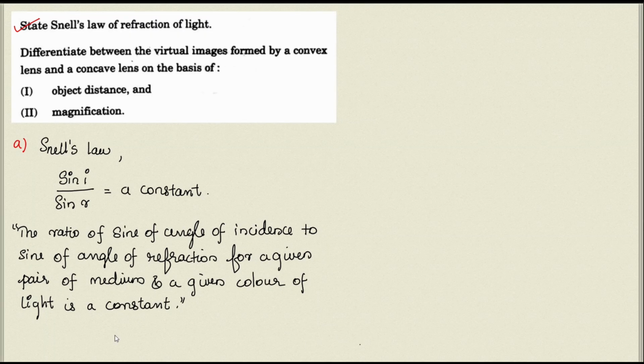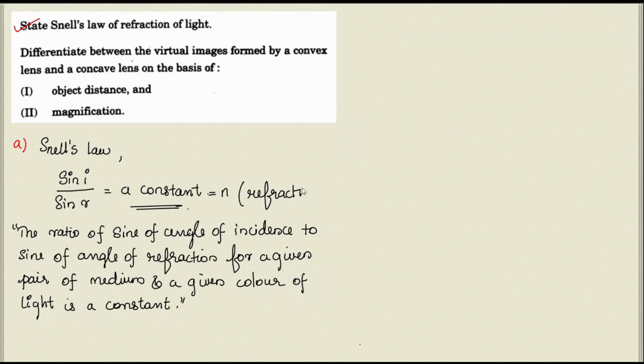So for a given pair of media and for a given color of light, this value will be constant. Yes, so that is Snell's law of refraction. Now, what is this constant value? This constant value is nothing else but our refractive index N.